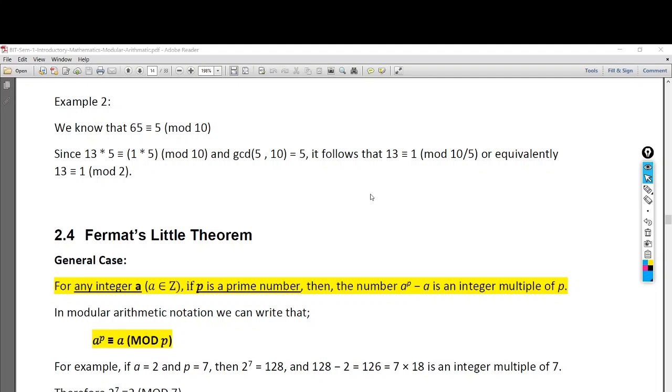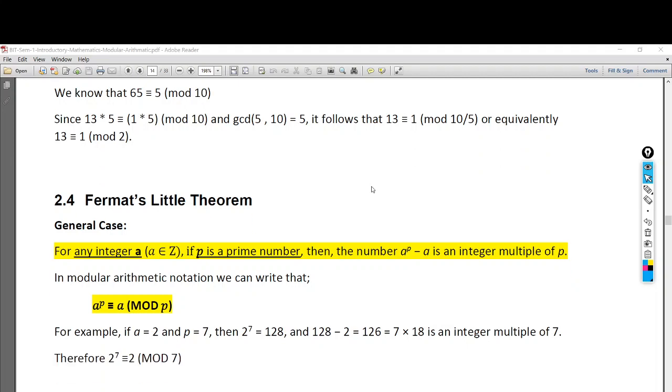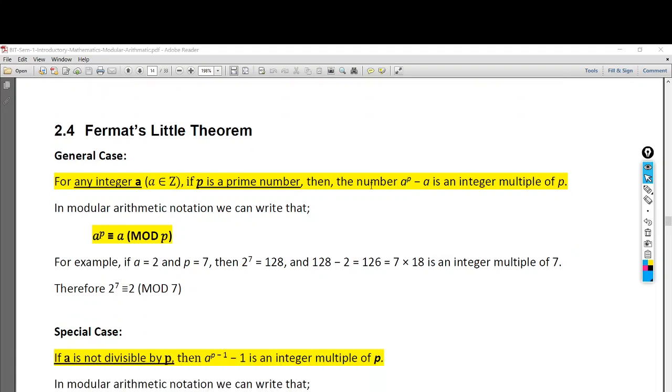Now we are going to discuss another theorem which is mentioned in your syllabus as well. That is called Fermat's little theorem. At first you might get a little bit confused, but don't worry too much about the theorem. I will just read it out for you. It's not a very difficult theorem anyway.